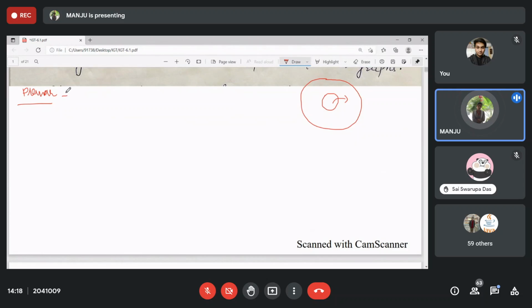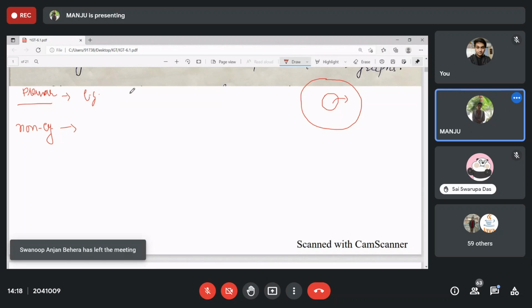Tell me all the definitions, that is, all the examples of planar graph, or at least 5 to 6 examples you must give, and also non-planar graph. A graph which is not planar is known as non-planar.